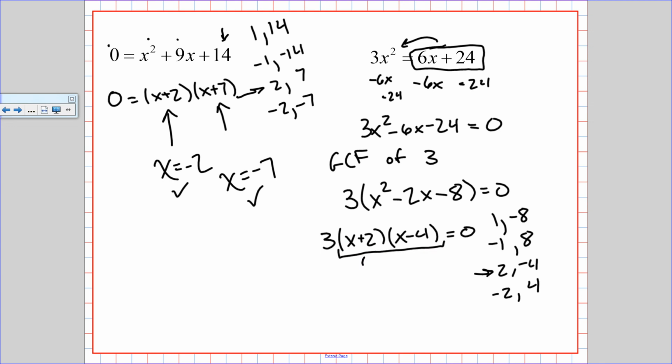Each set of parentheses gives us a solution. The first set gives us a solution of x equals negative 2, and the second set gives us a solution of x equals 4. Here's a quick check of that. Let's just check 4. 3 times 4 squared is 3 times 16, which is 48. Does that equal 6 times 4 plus 24? Well, 6 times 4 is 24, plus 24 equals 48, a solution. And negative 2 works as well.